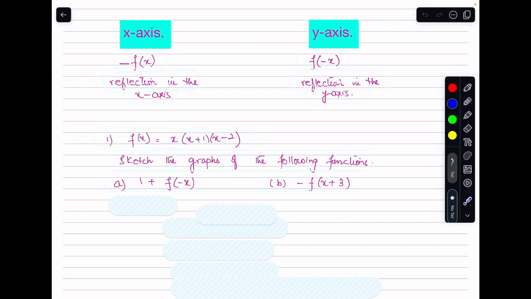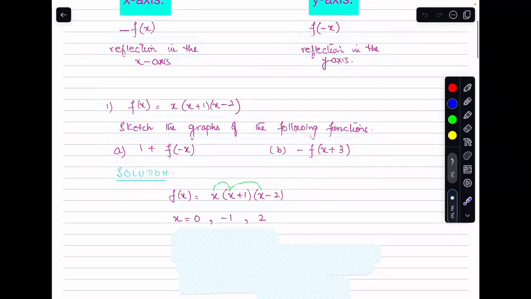So look at the difference between the two. For part A, it says f of minus x, meaning this needs to be reflected along the y-axis. For part B, we can see the negative sign outside the function. That means this needs to be reflected along the x-axis. So let's look at the solution for part A first.